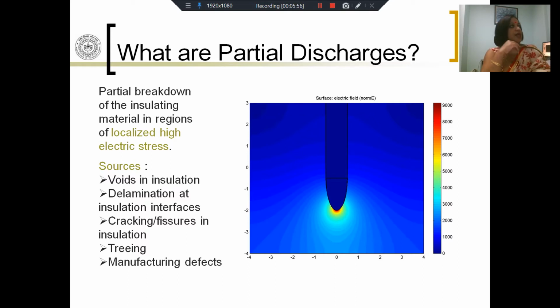And then there can be any kinds of manufacturing defects. There might be impurities present, there might be metallic protrusions, embedded metallic particles. So any situation which results in local field enhancement can be a cause for partial discharge initiation.